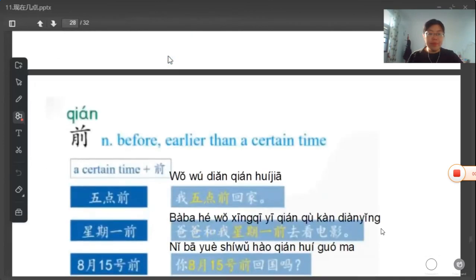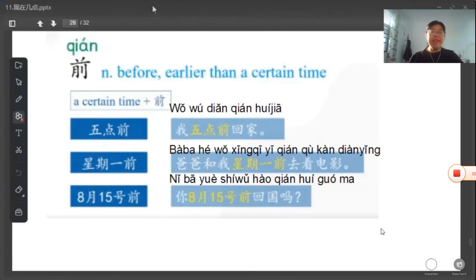前 is a noun and it means before or earlier than a certain time. So we must put 前 after a certain time. For example, 5点前, before 5 o'clock; 星期一前, before Monday; 8月15号前, before August 15th.